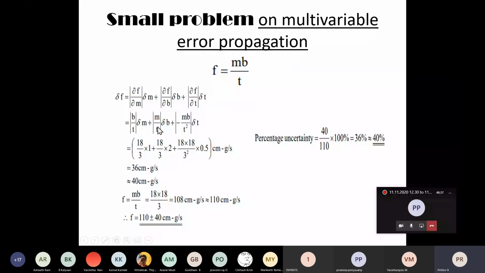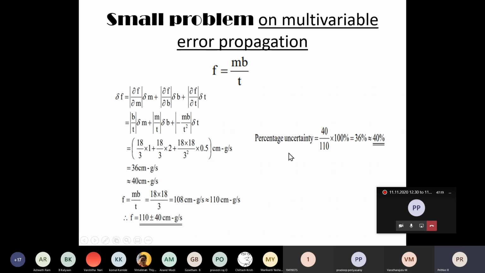So that's here, and then we substitute the values given, that is 18, 3, 1 and 2 for all those. Calculating it gives us 30 centimeter gram per second. We can approximate it as 40 here, because we are just approximating the error. And then the total function value is MB by T, substituting the given values in the function itself. It gives us 18 into 18 by 3, that is 108, approximated to 110 centimeter gram per second.